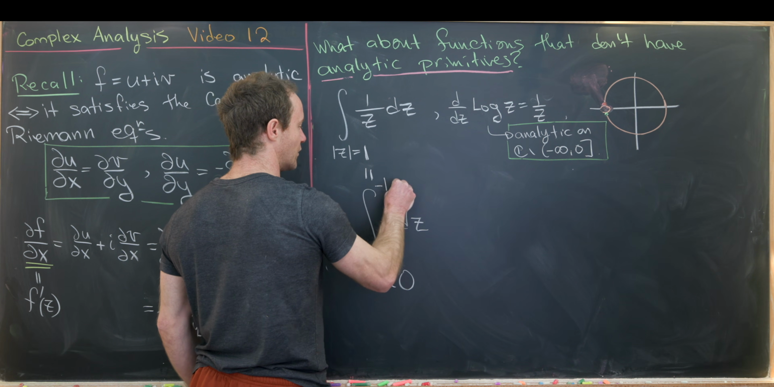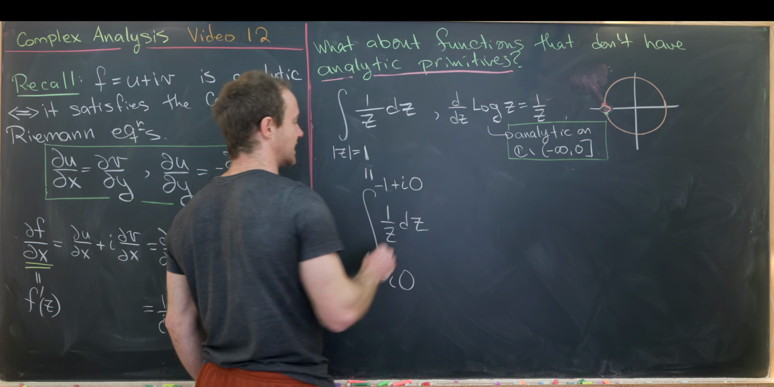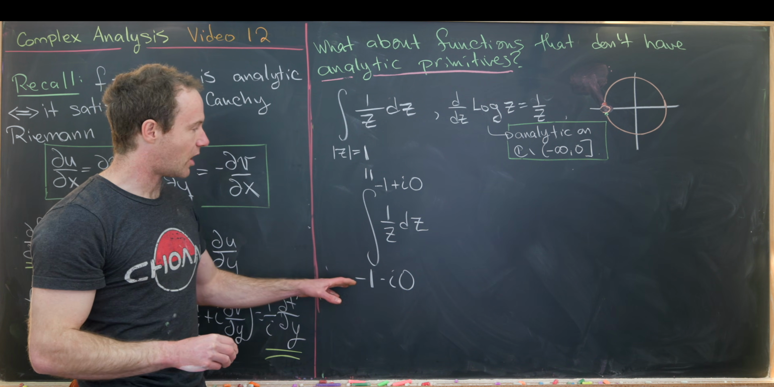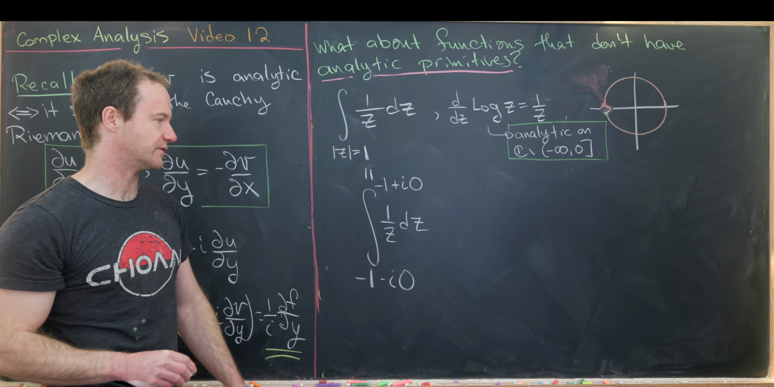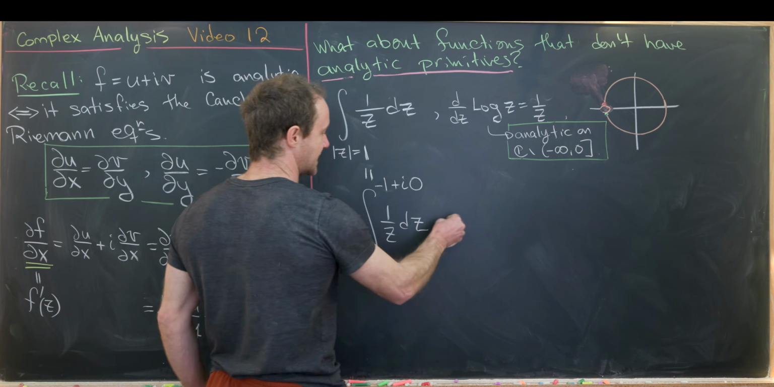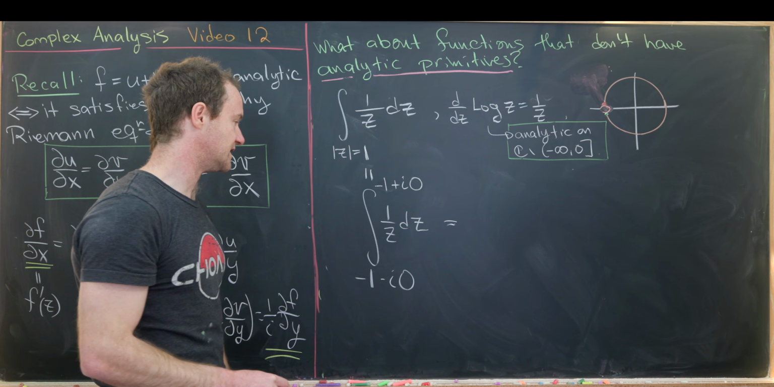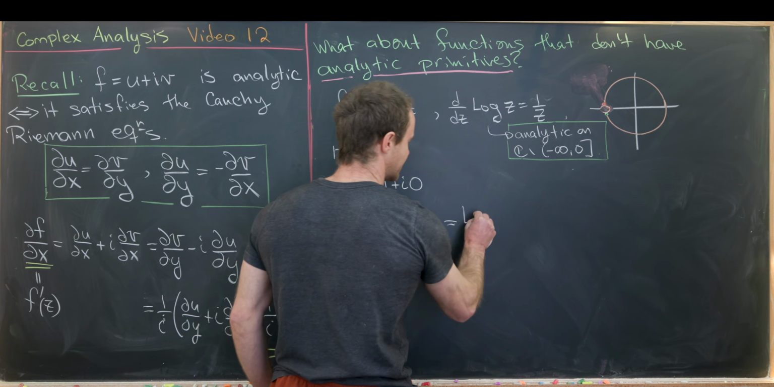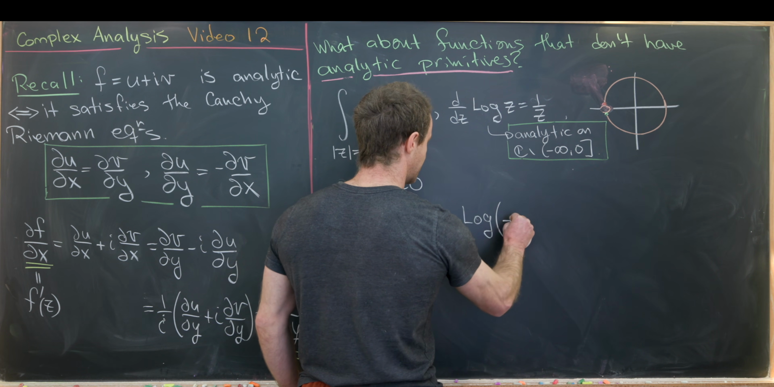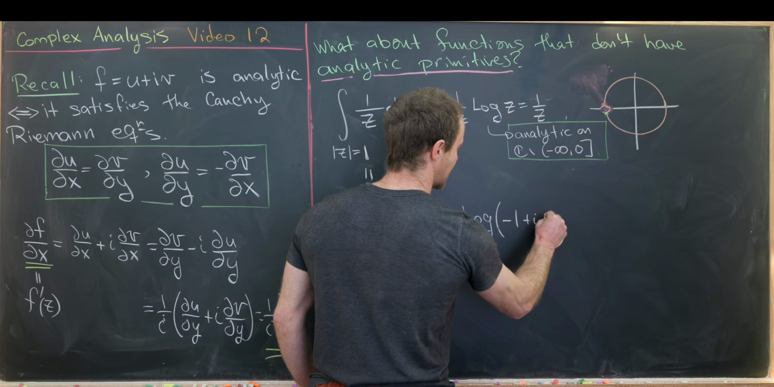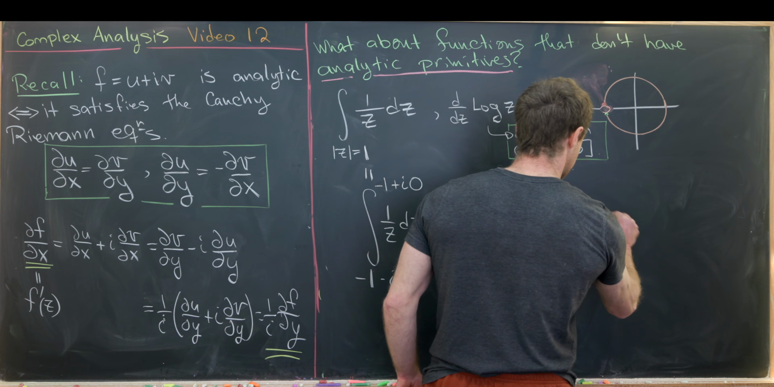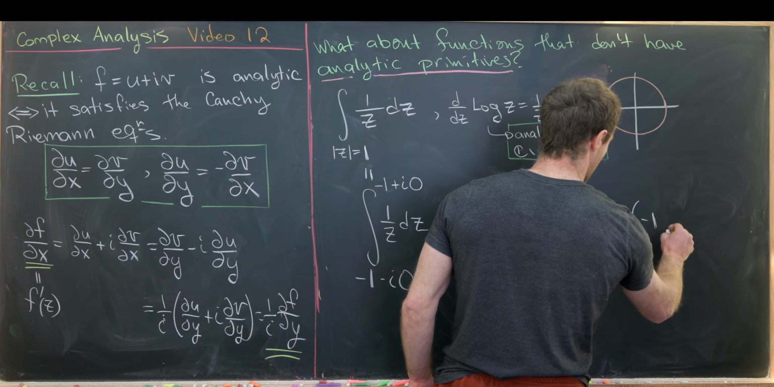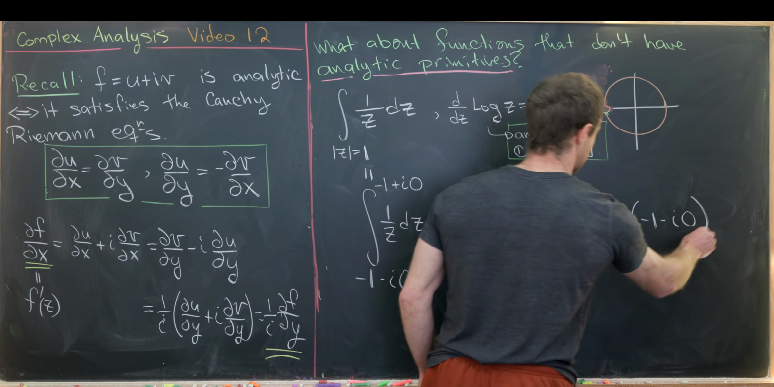So that'll be -1 plus i times 0. But now on this region, which we actually view via the limiting procedure that we did before, we can take the antiderivative and plug in the endpoints. So that's going to give us the log of -1 plus i times 0, and then minus the log of -1 minus i times 0.